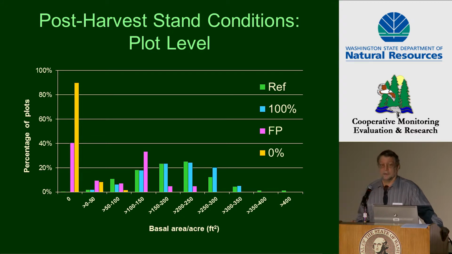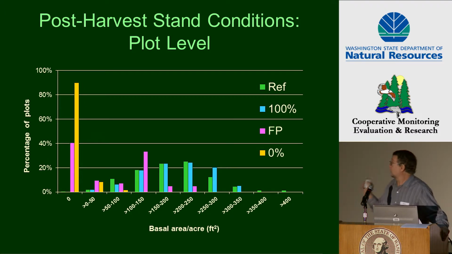This slide also shows the post-harvest stand conditions, but now we're looking at the plot level for the various treatments 2 years after harvest. So in this one, we've got the percentage of plots on the y-axis, and then categories of basal area per acre across the x-axis going from 0 to 400. And the bars are color-coded by treatment. So the reference sites are green, the 100% treatment plots are blue, and you can see that they have a very similar distribution there, kind of a bell-shaped curve with most of the values between 100 and 300, and probably a peak around 200.